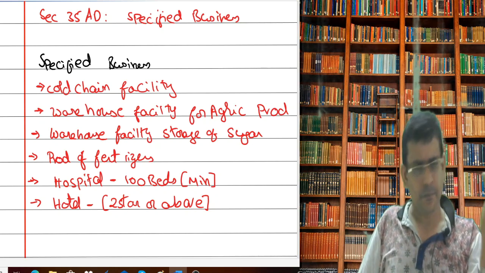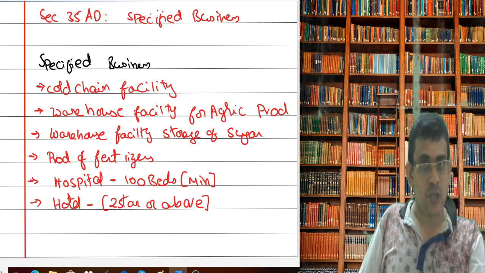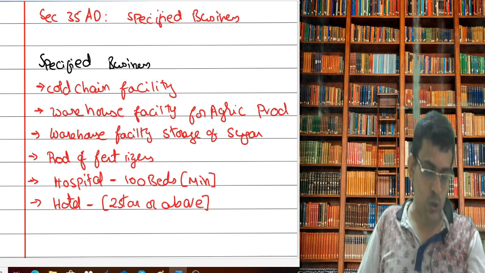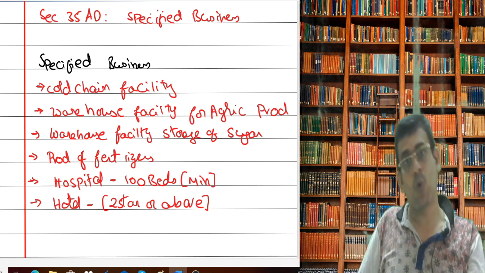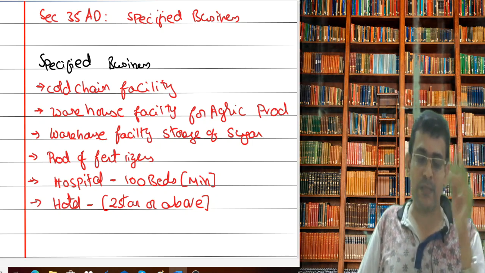So ultimately, here: cold chain facility, storage of agriculture product, storage of sugar, production of fertilizers, any hospital having 100 beds, any sort of hotel having 2-star or above is said to be called a specified business.